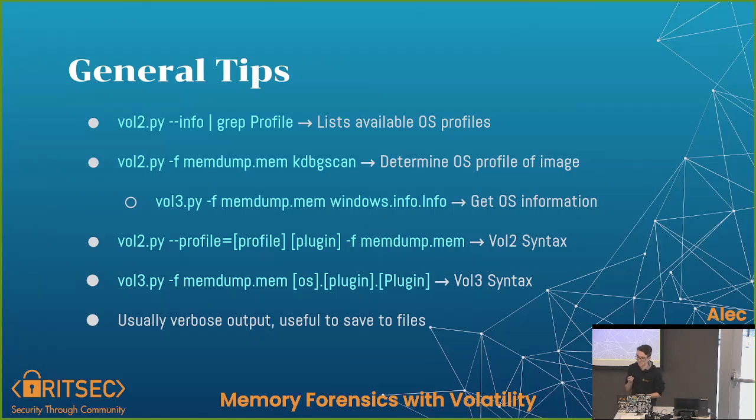All the commands for Volatility, especially on large memory captures, will be very, very verbose. So save these over to a file so you can parse through them and send them over to other people if you're working on this with a team. So definitely redirect that output.